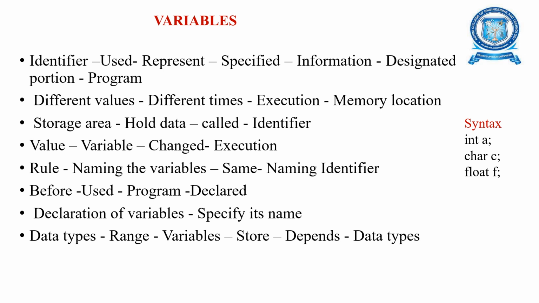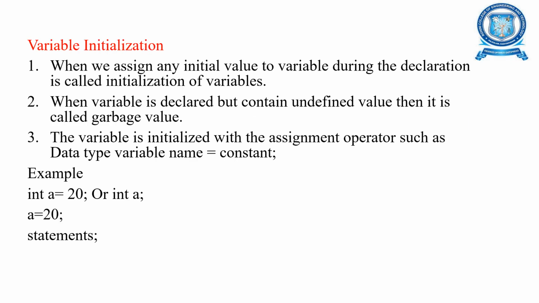Declaration of variables specifies its name, data type, and the range of values that the variable can store depends upon the data type. The syntax is int a, char c, float f. Variable initialization: when we assign an initial value to a variable during the declaration, it is called initialization of the variable. When a variable is declared, it contains an undefined value. The variable is initialized with the assignment operator: data type, variable name, constant. So int a = 20, like this.